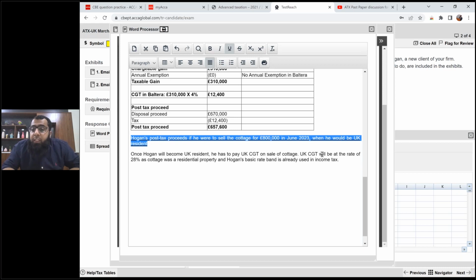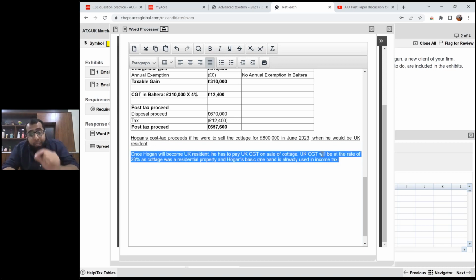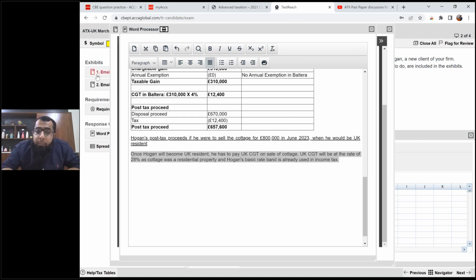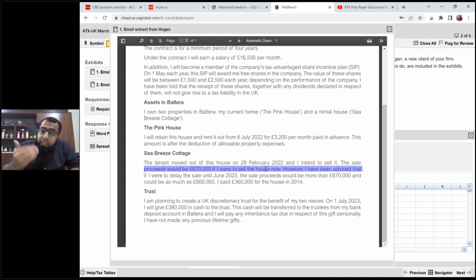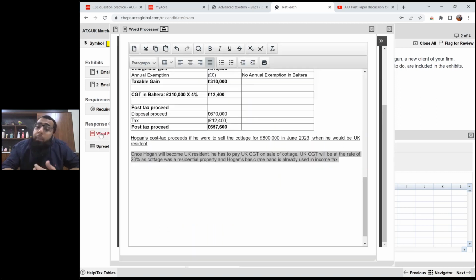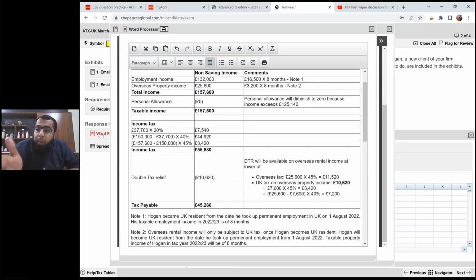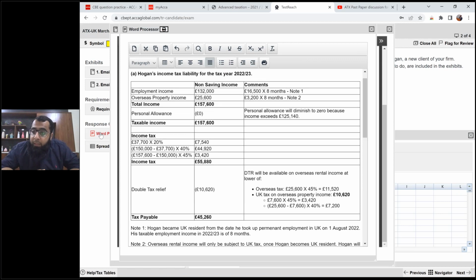Now, UK CGT will be at the rate of 28%. This was the area where a student would have made an error. Why? Because he would have missed the fact that this was a house. When it was a house, it was a residential property. On residential property, the rates of CGT are greater, 18 and 28%. And Hogan was not a basic rate taxpayer because his salary is already high. You have already discussed it in the above part. His salary is 16,500 per month.